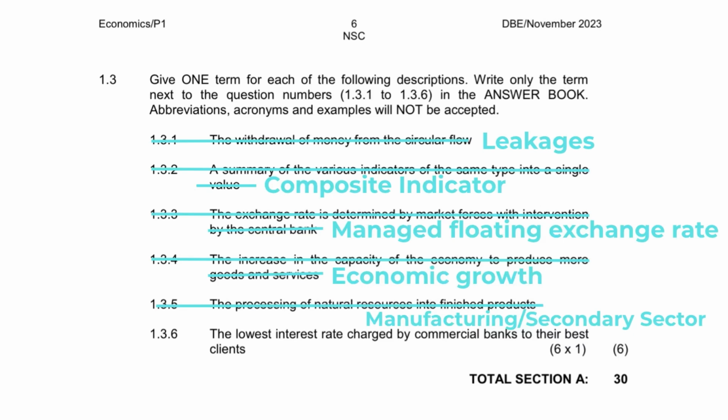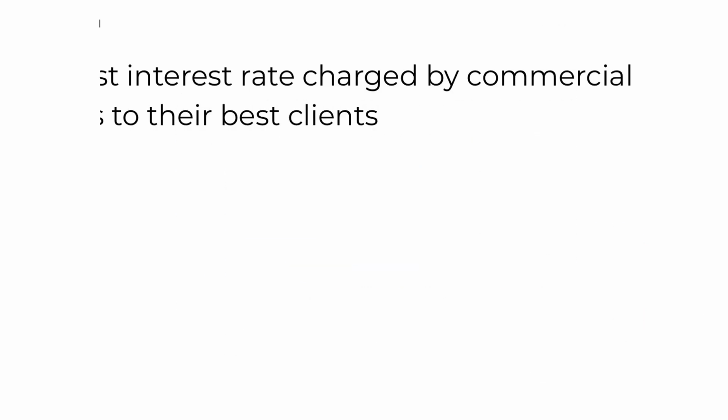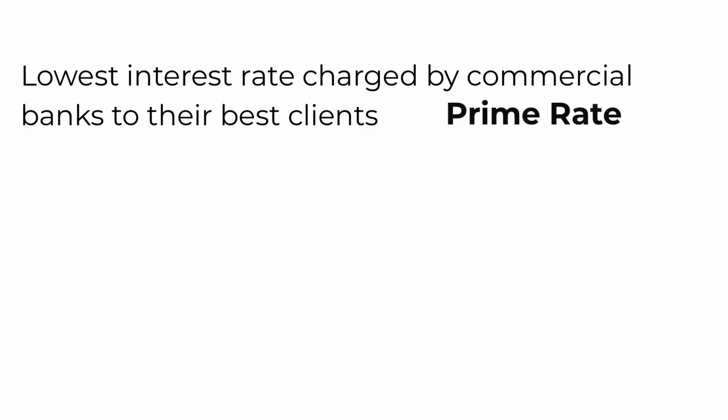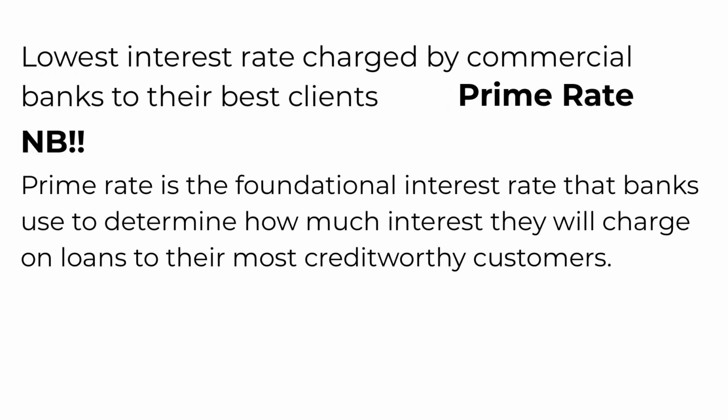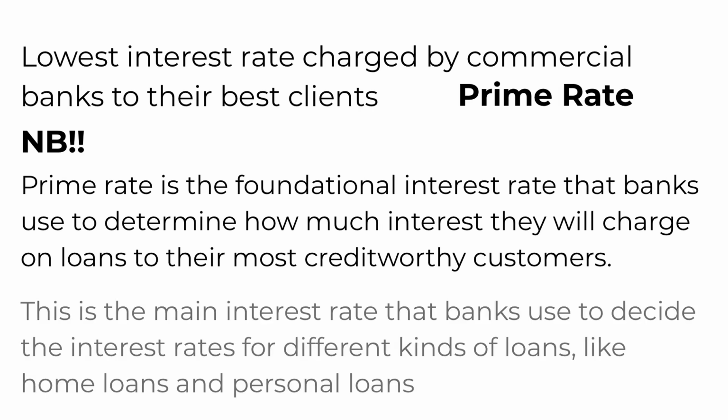Lastly, we have 1.3.6, which states that it is the lowest interest rate charged by commercial banks to their best clients. Well, we say that this is the prime rate. Remember, the prime rate is the foundational interest rate that banks use to determine how much interest they will charge on loans to their best and most creditworthy customers. This is the main interest rate that banks use to decide the interest rates for different kinds of loans, like your home loans and personal loans.